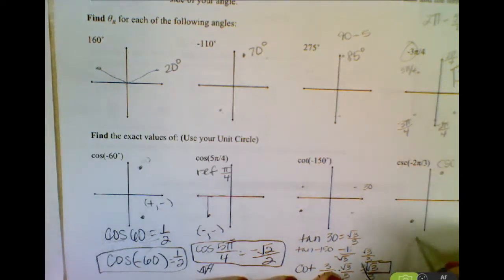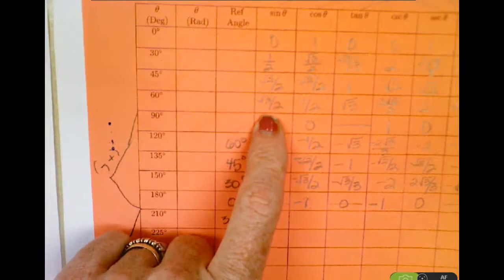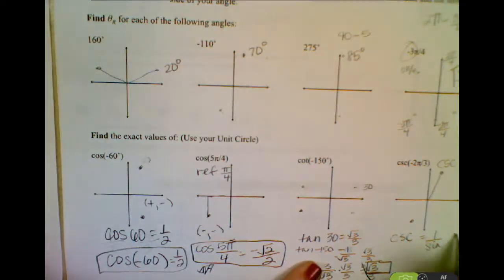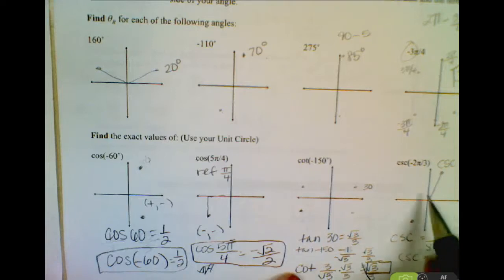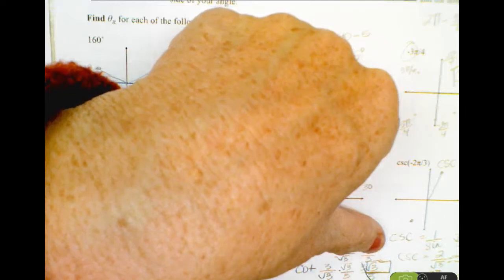And so cosecant is the inverse of sine. So our sine of 60 is square root of 3 over 2. So the cosecant would be 2 over square root of 3. We've got to bump that out to 2 square roots of 3 over 3. But the cosecant here is going to be negative because our sine is negative. Going down is negative. So our cosecant of negative 2 pi over 3 will be negative 2 square roots of 3 over 3. Okay.